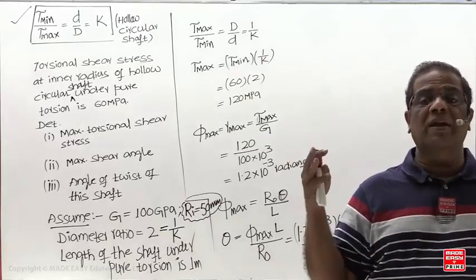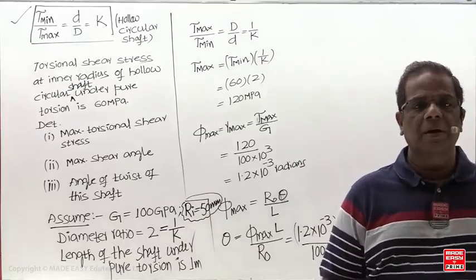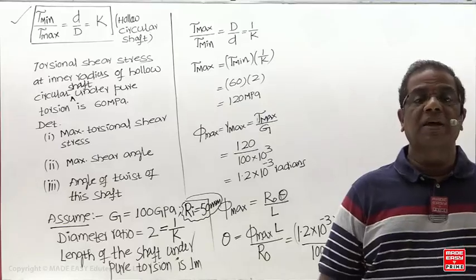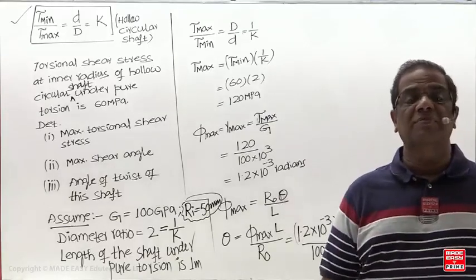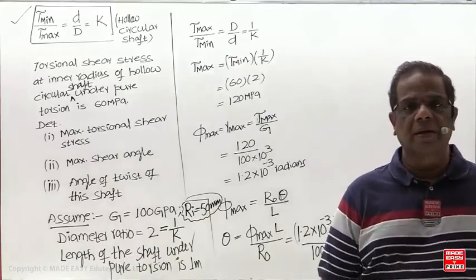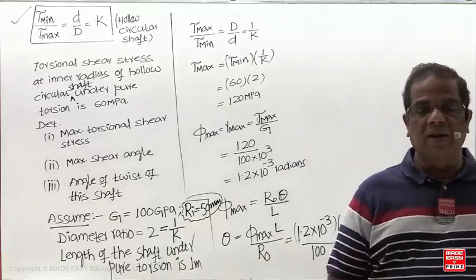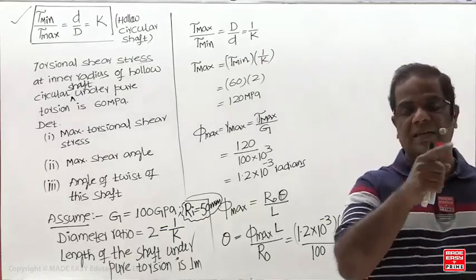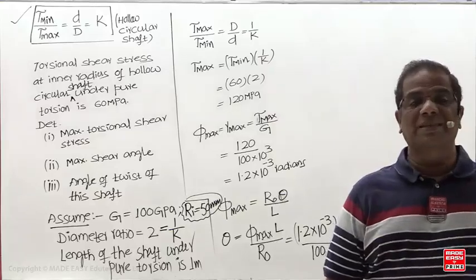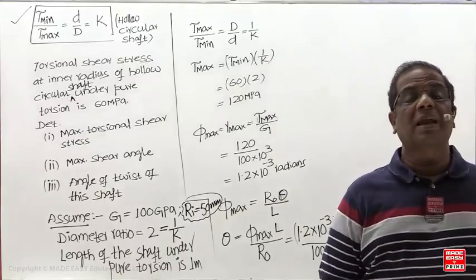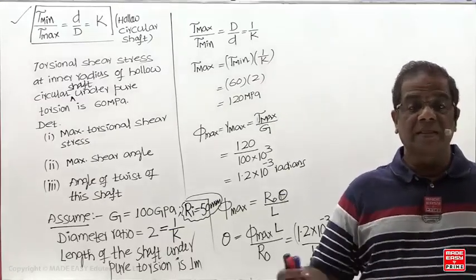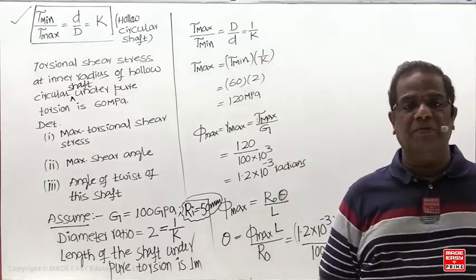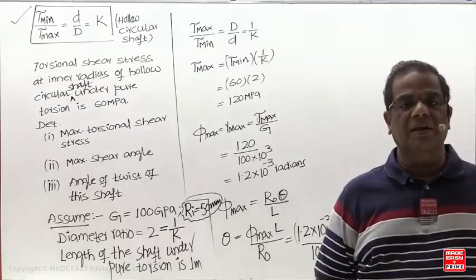No, sir, none of the options are matching now. Because they are going to cancel out the thetas. They will assume that both the shaft thetas are same. But thetas are unequal. So if you want to use G R theta by L, first you have to calculate the theta by using TL by GJ. Then that theta you have to substitute in that equation. Then you will get the correct answer.